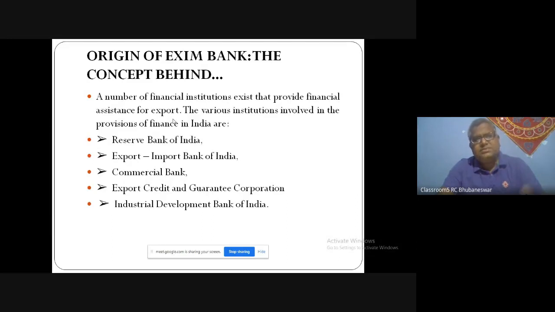Means somehow the incentive is necessary. But in this connection, pre-shipment and post-shipment finance can be solved through another financial institution that the Government of India can form. That is the origin of Exim Bank, the Export-Import Bank, and the concept behind it is financial assistance for exports as well as imports. But the question is, who are the institutions behind this bank? RBI is there, commercial banks are there, ECGC, Export Credit and Guarantee Corporation is there, and IDBI, Industrial Development Bank of India is also there.